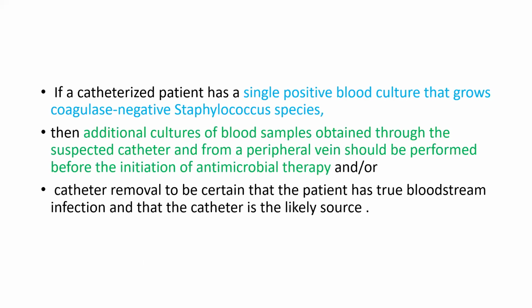If a catheterized patient has a single positive blood culture that grows coagulase-negative Staphylococcus species, additional cultures of blood samples obtained through the suspected catheter and from a peripheral vein should be performed before the initiation of antimicrobial therapy and/or catheter removal, to be certain that the patient has a true bloodstream infection and that the catheter is likely the source.